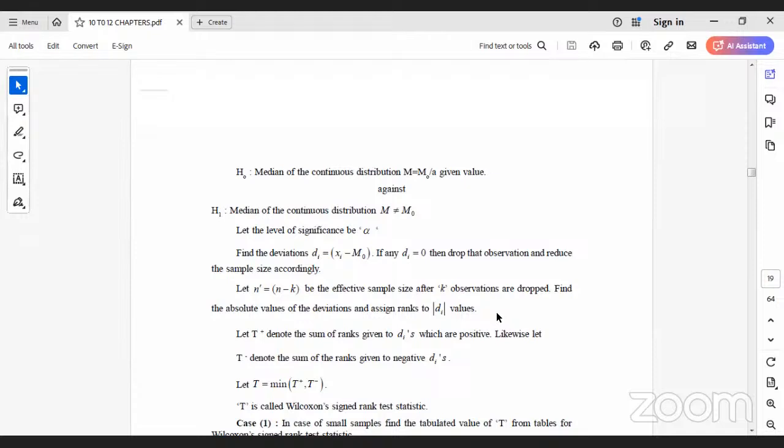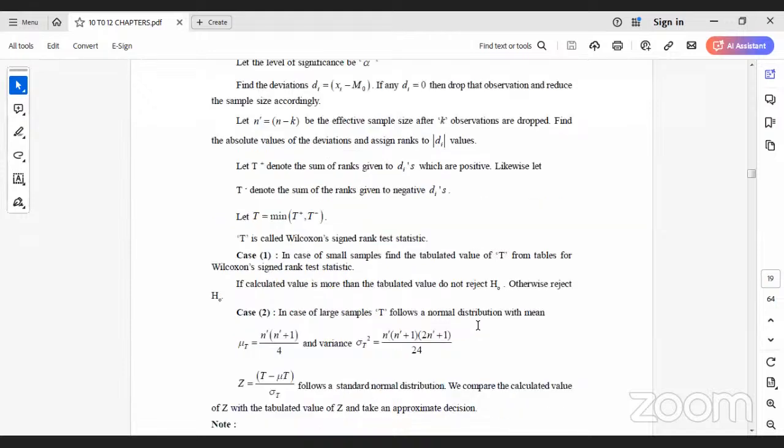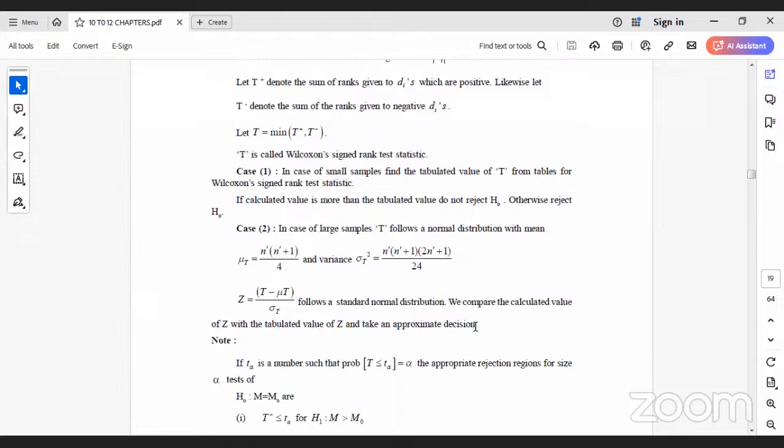That is T. Meaning, whichever is smaller we take, right? So let T equal the minimum of T plus and T minus; this is called the Wilcoxon signed-rank test statistic. In case of small samples, find the tabulated value of T in the table for the Wilcoxon signed-rank test statistic. If the calculated value is more than the tabulated value, we do not reject H naught. Otherwise, we reject it.